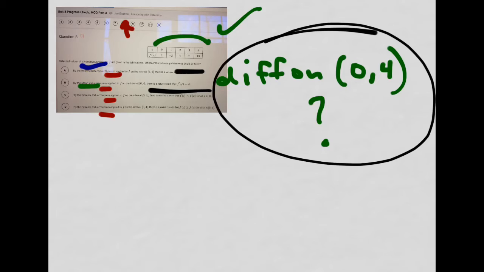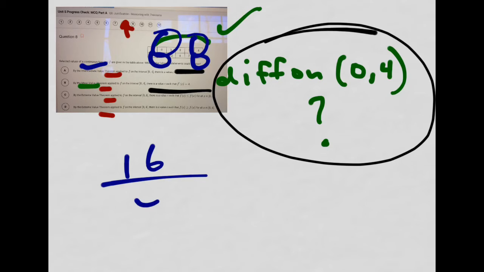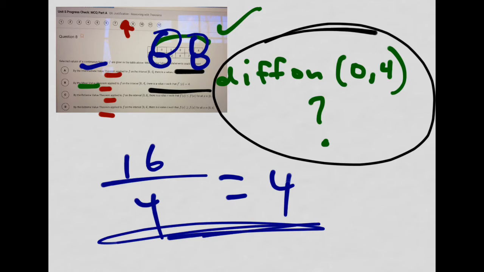By the way, where they're getting 4 is by doing 18 minus 2, and 4 minus 0, and that's where they're getting that answer. It is the average rate of change. But I guess the point of the story, once again, is to know your theorems inside and out.